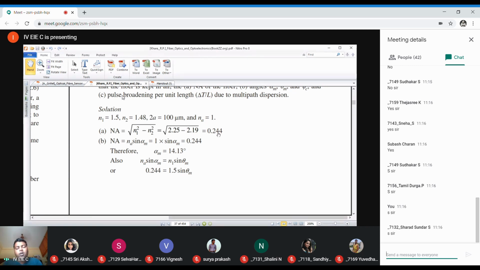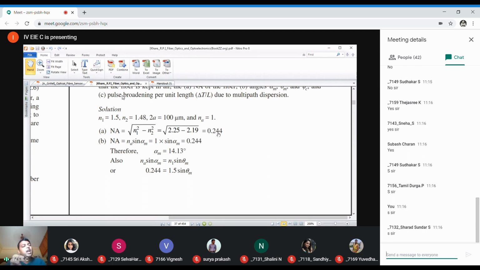To find theta m, I am going to make use of Snell's law. By using Snell's law, we are going to relate two consecutive parameters, that is n0 and alpha m, to that of N1 and theta m. Clear? How? We know that N1 sine theta 1 is equal to N2 sine theta 2. We are going to replace N1 and theta 1 by what? n0 and alpha m. Clear? So n0 times sine alpha m is equal to N1 times sine theta m.